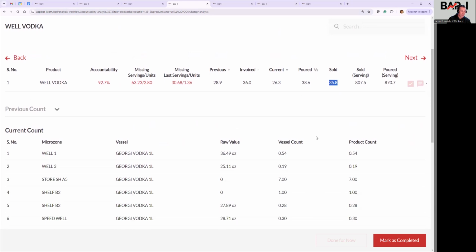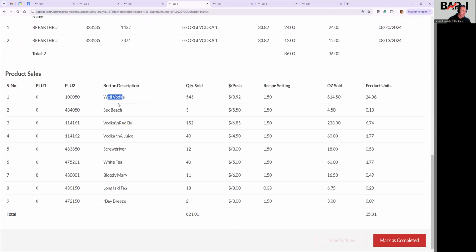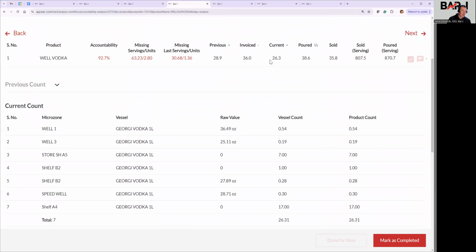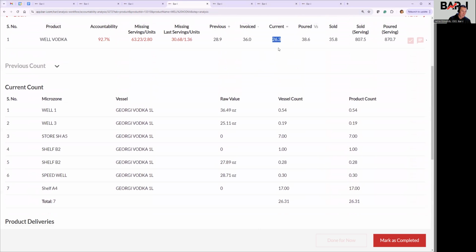On the sales side, you see a breakdown of which buttons involve the product in question, how many times they were sold, the dollars taken per push, and the recipe, which we've written during setup according to their exact specifications. If you multiply the quantity sold by the recipe setting, you get the ounces sold, which you can convert to units or bottles, and then add it for all the items and understand how we've concluded we sold 35 bottles. On the counting side, to calculate our usage, these guys counted 26 bottles.